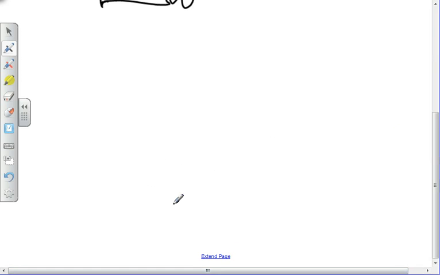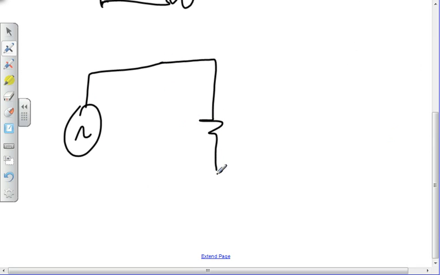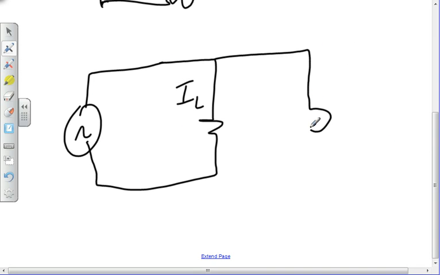So if I have some power supply, it has to be an AC power supply, otherwise the inductor is just a hunk of wire. I've got some current going through the inductor. That's not an inductor, but that's okay. This is a resistor over here, in case you're wondering. And a current going through the resistor, and they're in parallel, so they have to add.